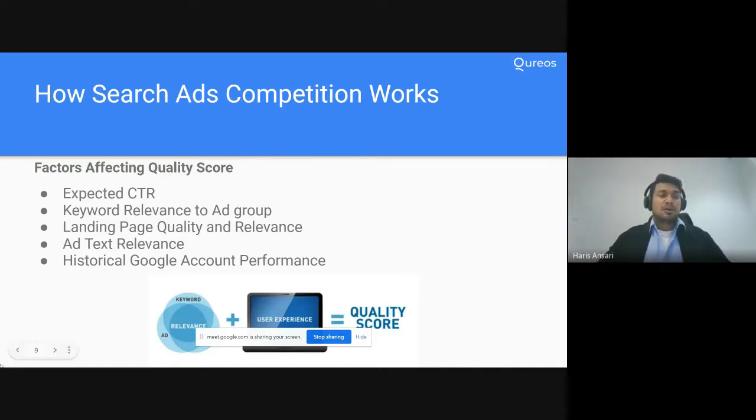If you look at all the factors which affect quality score, you will find one thing: the user experience while searching on Google should be good. They should get the relevant answer. They should get good quality ad copies in front of them. Their experience when they go on the website should be convenient and easy, and it should be coming from a reliable source. So that's how important Google search intent is.